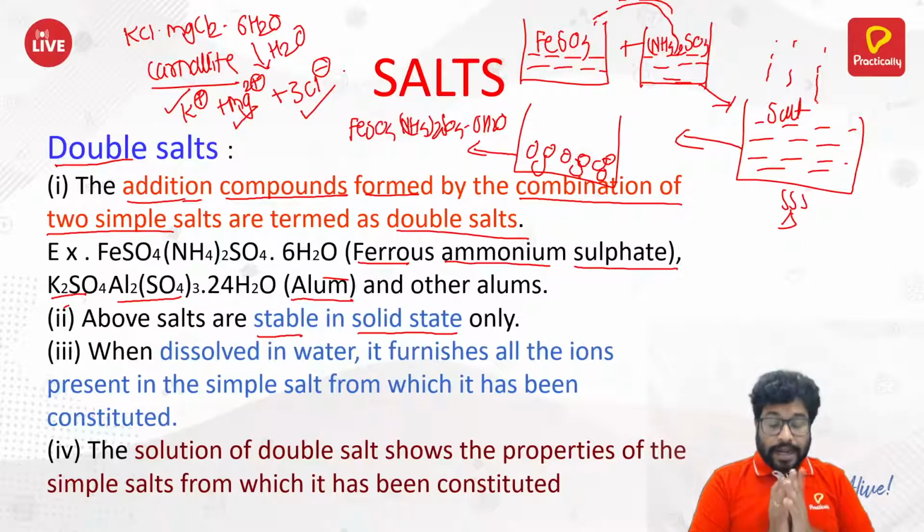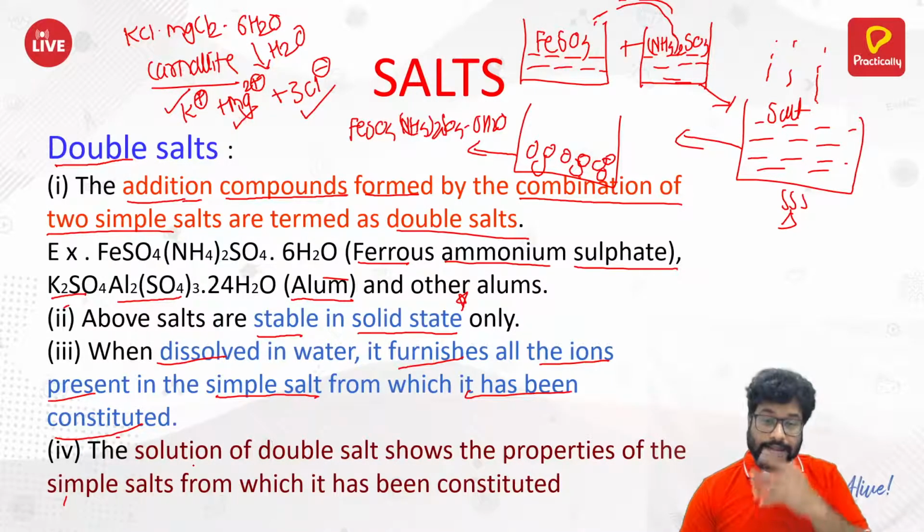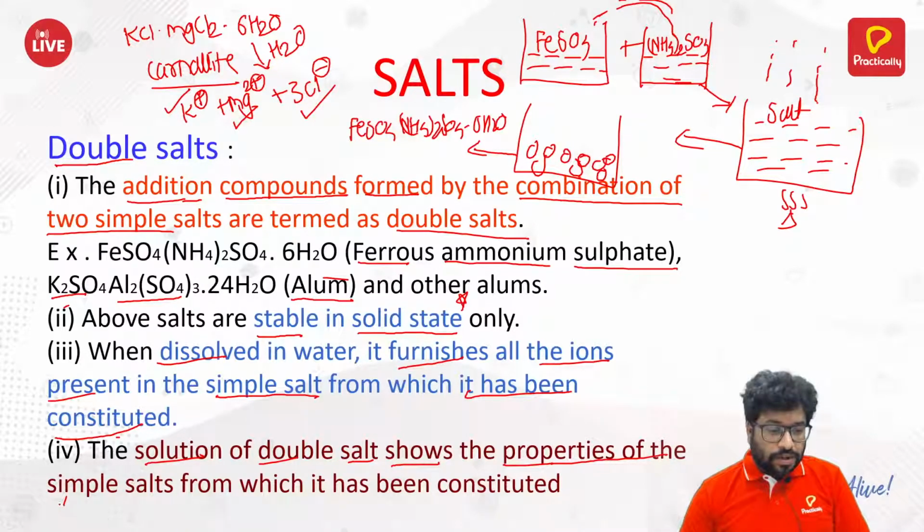That is what I was saying. These salts are stable in a solid state only. They are not stable in any other phase. When dissolved in water, it furnishes all the ions present in the simple salts from which it has been constituted. And lastly, as I told you already, the solution of a double salt shows the properties of the simple salts from which it has been constituted.